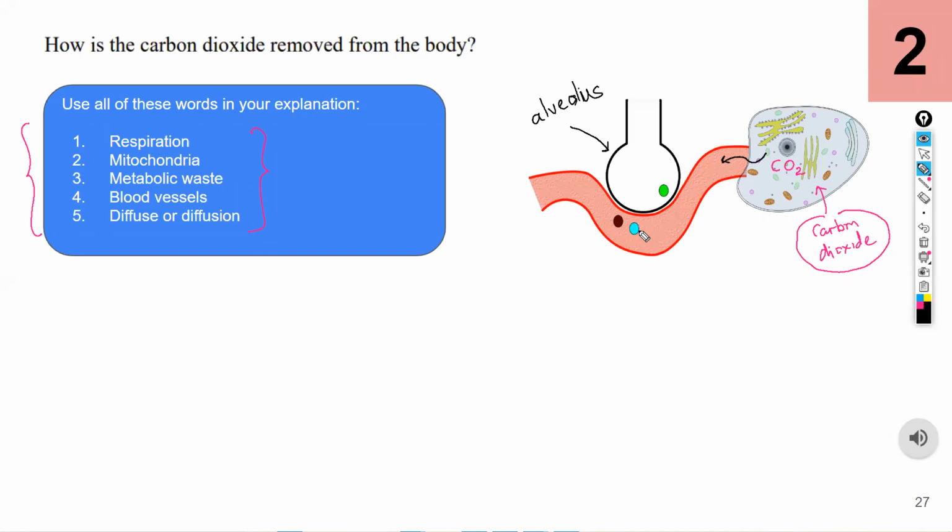So let's just assume that the carbon dioxide is this brown spot here. So the carbon dioxide went into the blood. And of course, it will diffuse across this barrier here from the blood into the alveoli. And of course, you are going to breathe out, and when you breathe out, it will get rid of it. So let's take a look at my answer.